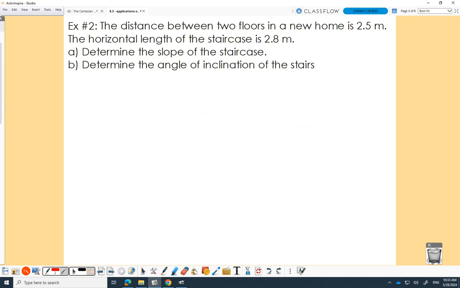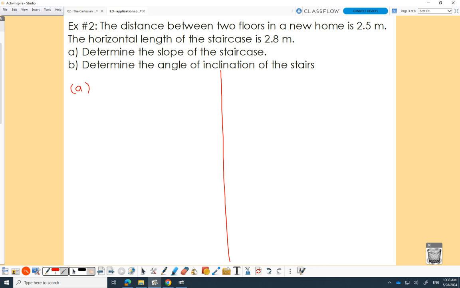Anyways, the distance between two floors in a new home is 2.5 meters. The horizontal length of the staircase is 2.8 meters. Determine the slope of the staircase. Well, I'm going to try. You're like, not fair, it's not a slope chapter. Don't do slope. Yeah, we're doing slope. Here comes the picture.